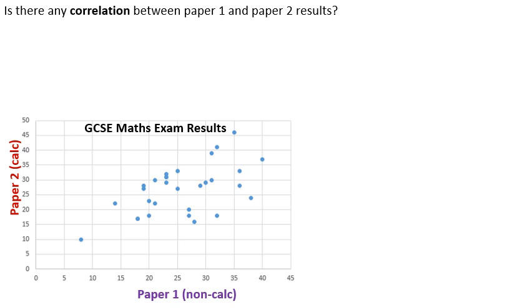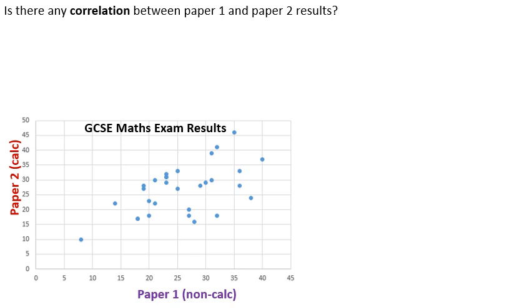Let's start by looking at an example of bivariate data. We've got paper 1 and paper 2 from a GCSE maths exam. And the question will be, is there any correlation between the two sets of results? What we're looking for is not some hard and fast rule about exactly how well somebody will do on the second paper based on their first one, but just to get a sense of whether there's a general trend.